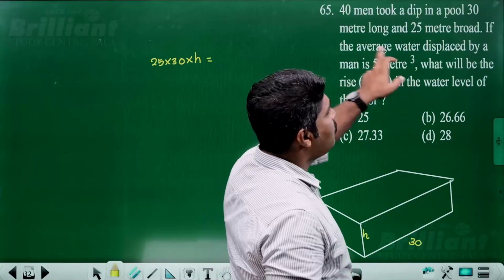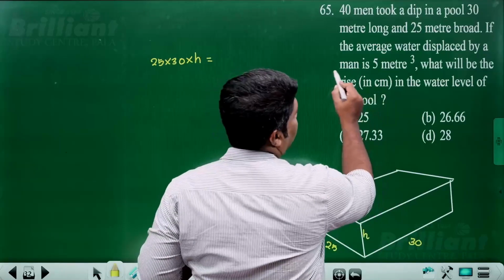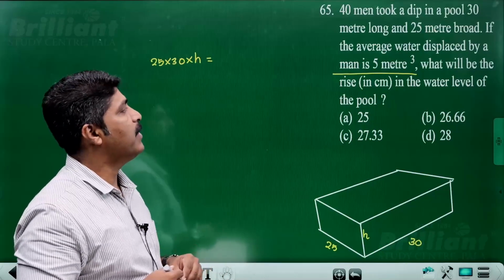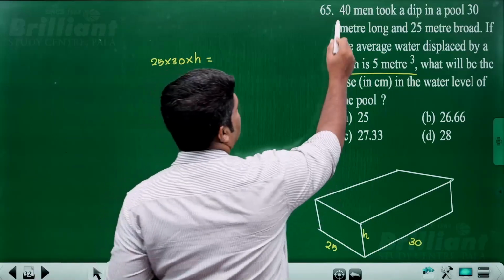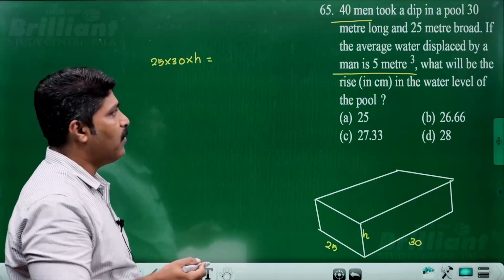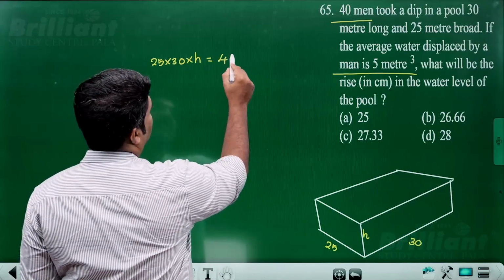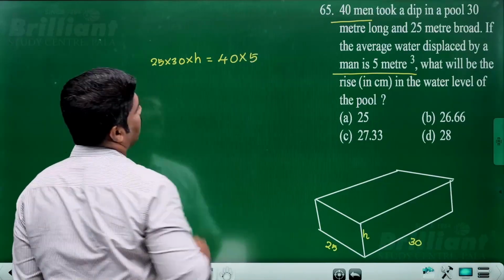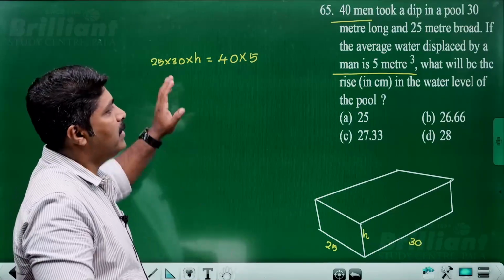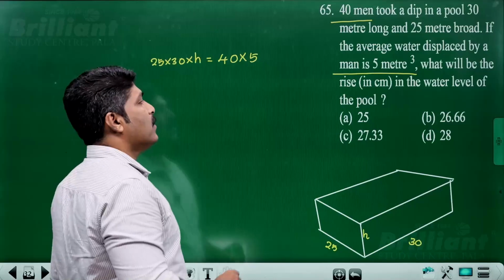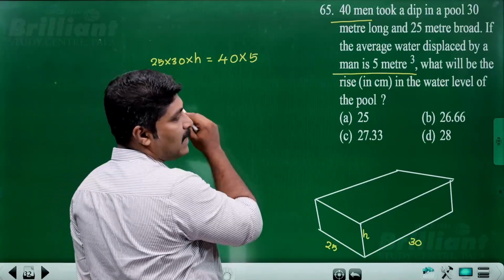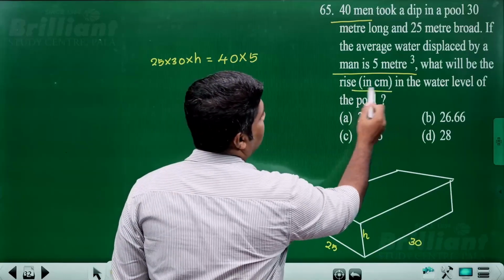The average water displaced by a man is 5 meters cube. This quantity we have to consider. There are 40 men, and 5 meters cube each, so that's the total volume. Therefore, this is 40 into 5. Both the quantities are in meters cube. So whenever we simplify this, we will get the height in meters, but our answer is in centimeters.